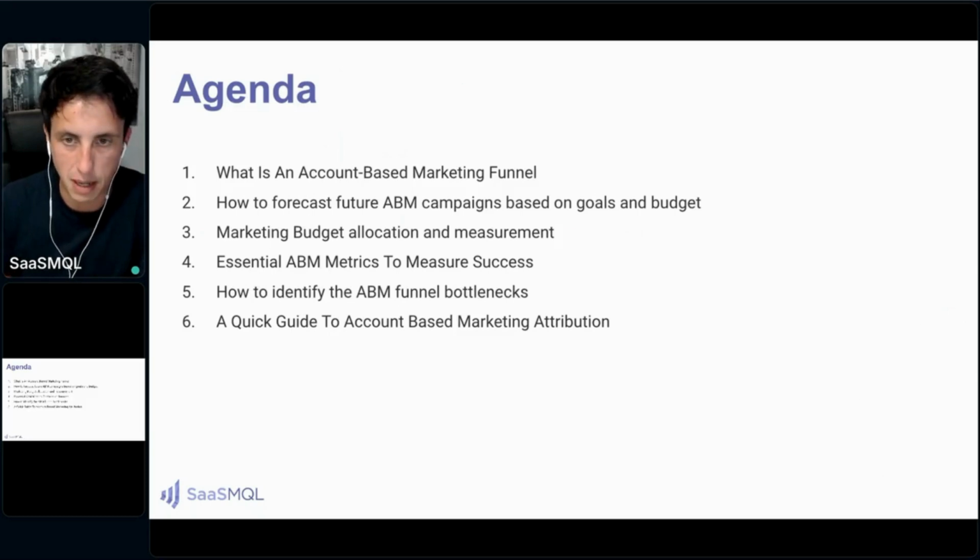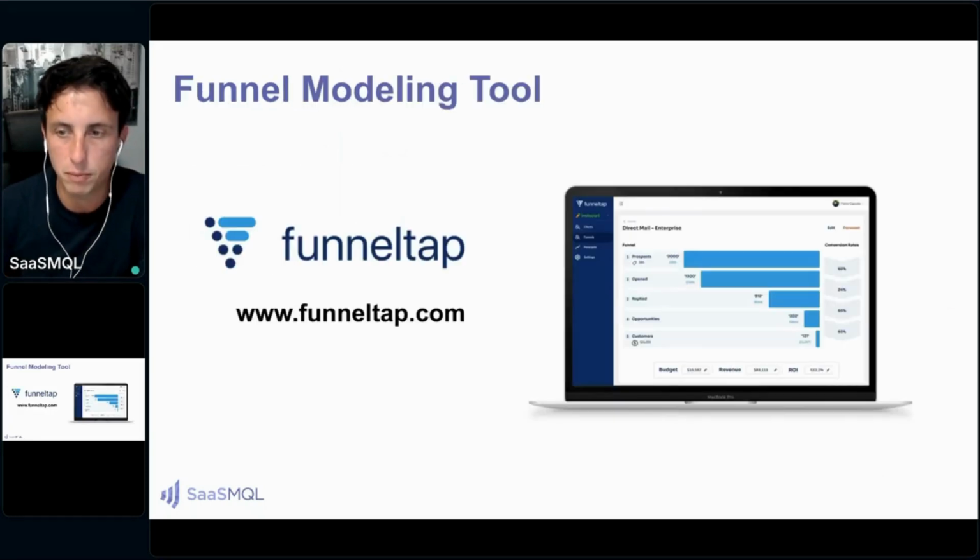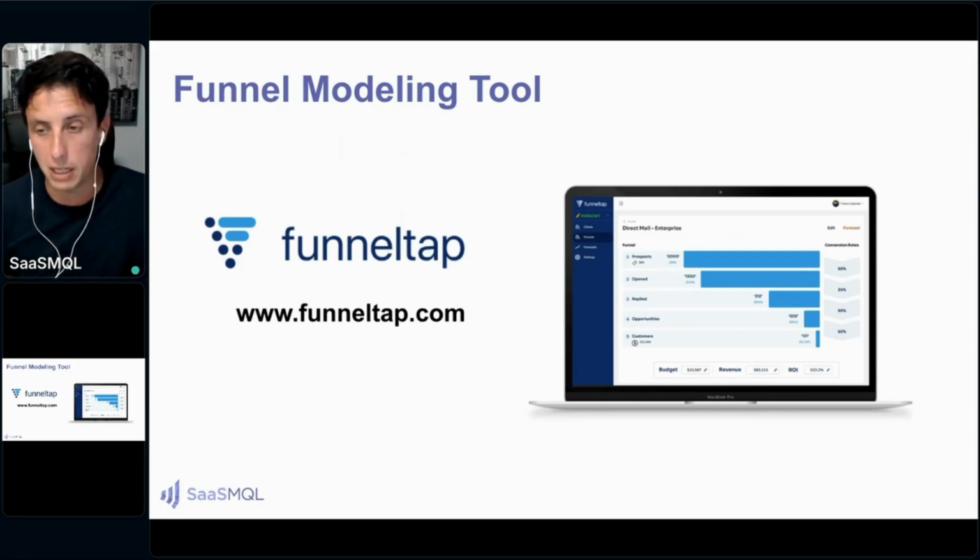So let's start talking about the ABM funnel. All of the models that I'm going to show you today are created with this tool called Funnel Tap. We actually developed this tool internally at SaaS MQL. It's something we use with every client to forecast campaigns, but you're free to use it as well. There are not a lot of instructions, so it's pretty self-explanatory, but I'll talk about that as well today.